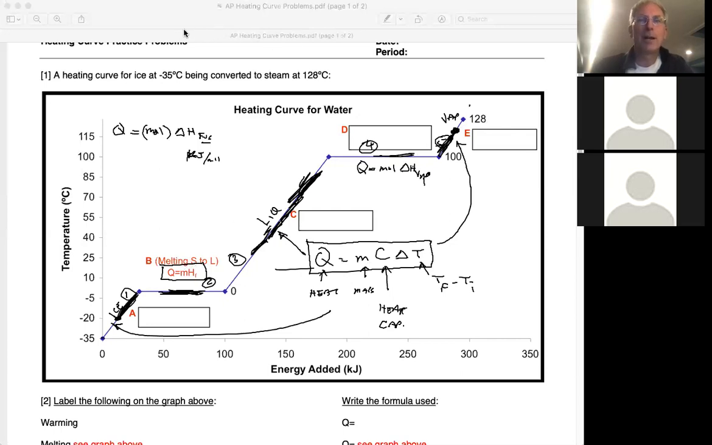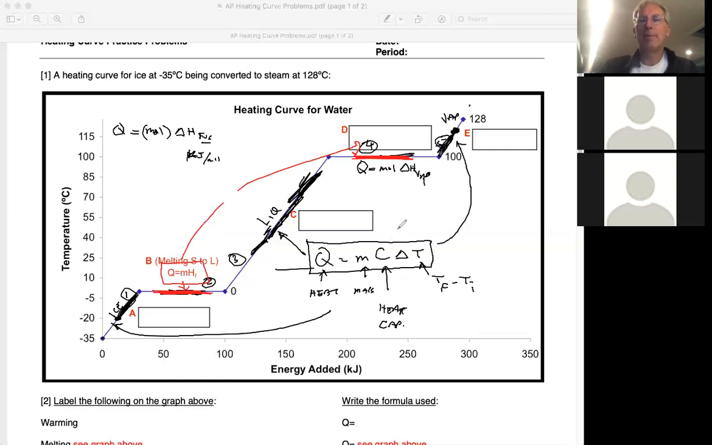I'm going to change my color here. Let's keep that in red. So you use that equation anytime you're on a flat part. You would use that equation here and up here where it's flat. So that's the only trick. There are two equations. If you are flat, you use the Q equals MH, and if you are slanted, you use the Q equals MC delta T. And then people will say to me, that's so confusing. I have no idea. So here's how you figure it out.